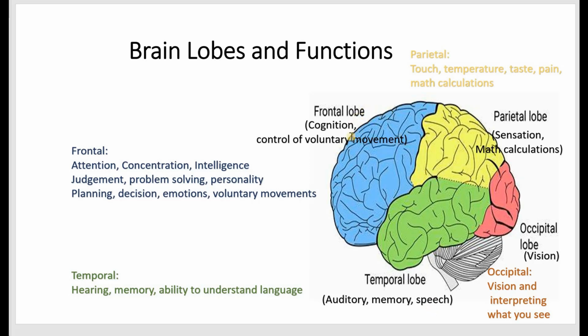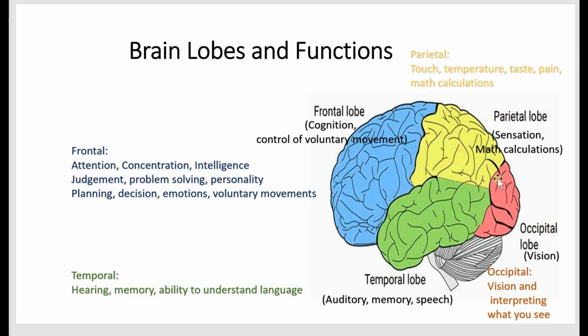So frontal lobe helps with the cognition, that is your attention, concentration, intelligence, judgment, helps with problem solving, your personality, planning, decision, emotions, and control of voluntary movements, the voluntary movements of your extremities. Now the parietal lobe helps with the sensation and math calculation, that is sensation, your touch, temperature, taste, pain, and helps with the math calculation.